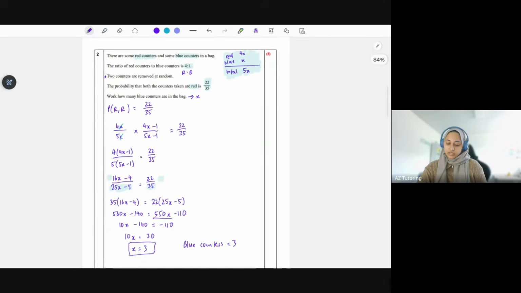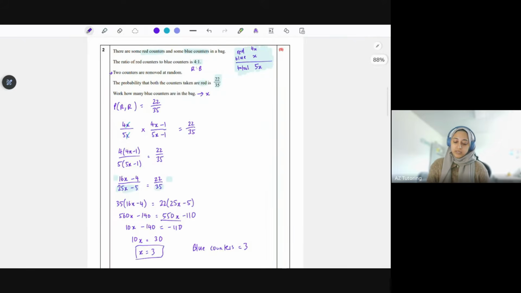So the difference in this question compared to the last question is the probability of the second one changing, since the counter is not put back into the bag. And we were also given ratios as well, so we had to define our own version of x. That was a pretty good question. Let's do the next question.